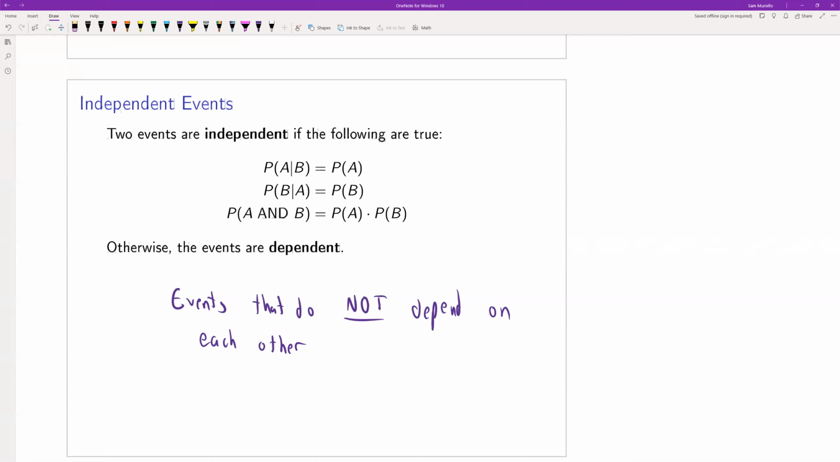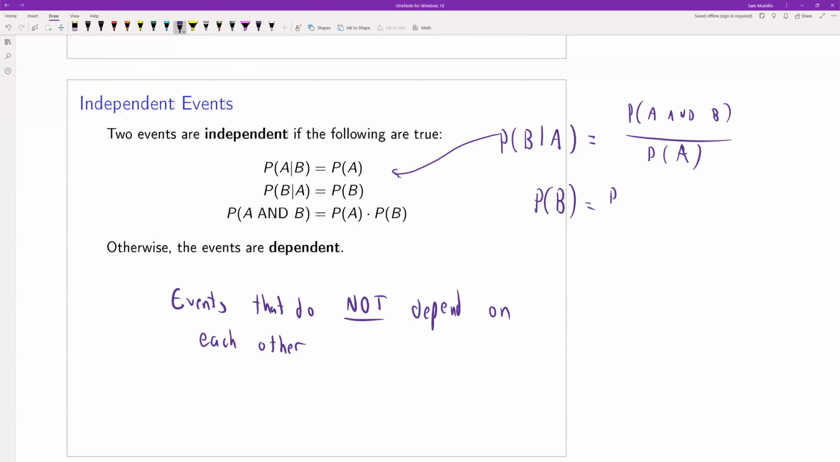Because recall the formula for conditional probability. We said that if we have the probability of B given A, then that will end up being the probability of A and B divided by simply the probability of A. Well, the probability of B given A, if the events are independent, is simply the probability of B. Which means that we can then say I have P of A times P of B, by multiplying by the denominator, is equal to the probability of A and B.